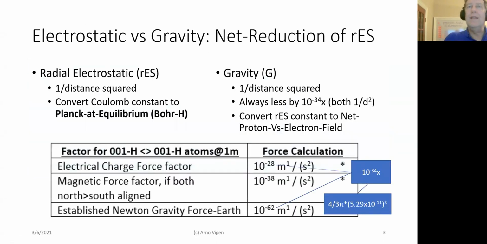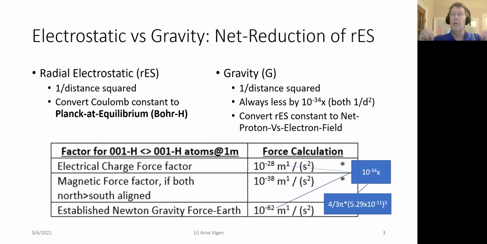All right, so what is electrostatic versus gravity? Well, it's a reduction of that electrostatic force. The radial electrostatic is basically a 1/distance squared formula based upon the Coulomb constant. But the Coulomb constant is really Planck's constant, which is the energy at the equilibrium distance. Now remember, in my teachings, Planck is always at the Bohr radius for hydrogen. And that's the 1 proton, 1 electron equilibrium, the simplest system that we can do.